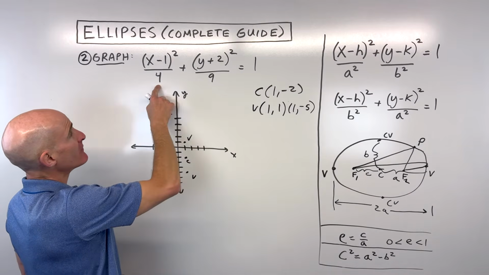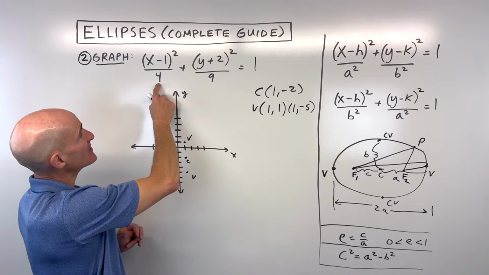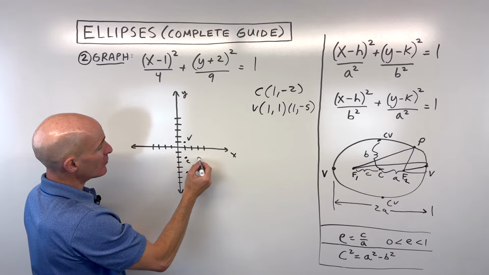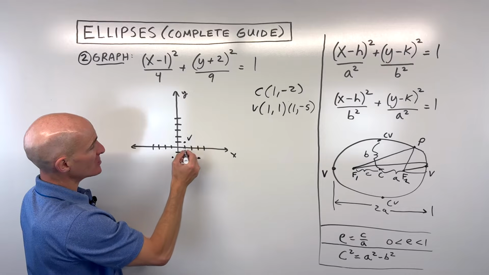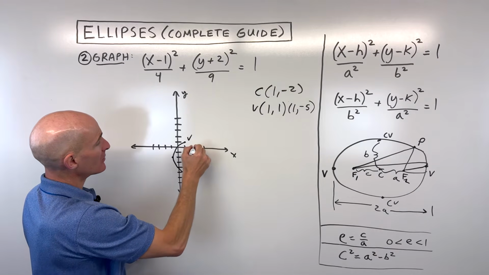Now let's go ahead and find our minor vertices or our co-vertices. That's in the narrower direction, and this is going to be the square root of 4, which is 2. So from the center, I'm going to go right 2 and left 2 in that x direction. Those are our co-vertices. So we have a rough sketch of our ellipse.